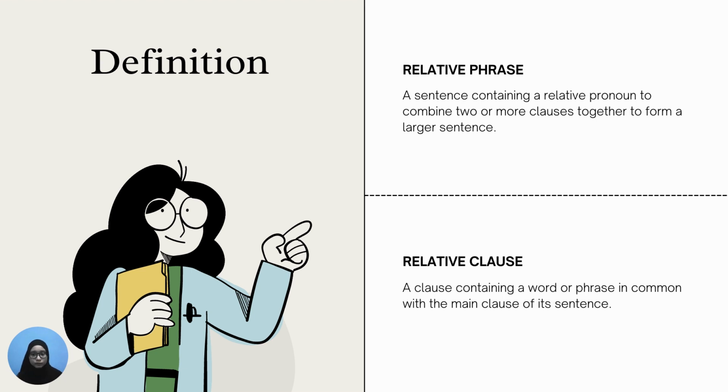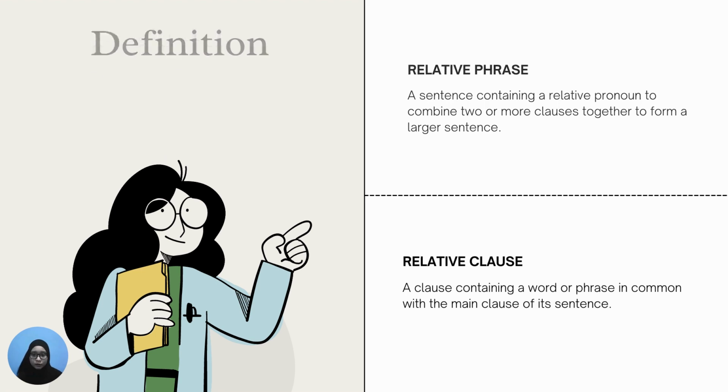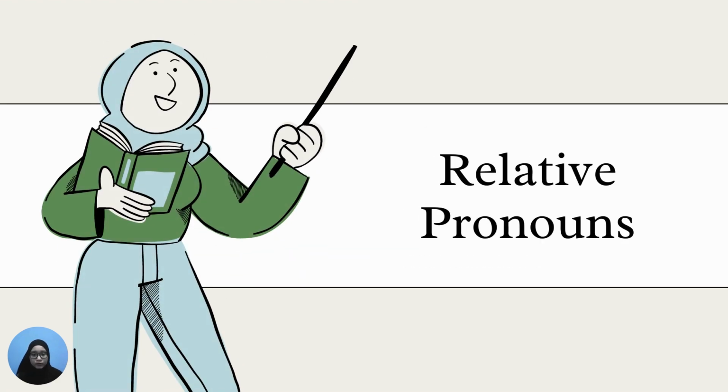of its sentence. In other words, when you try to put two or more clauses together, you would first have to identify which one is the main clause and which one is the relative clause. When you try to put these two clauses together, you would then have to use a relative pronoun to combine them and create a relative phrase. So, let's learn about relative pronouns and how you can use them to create your own relative phrases.